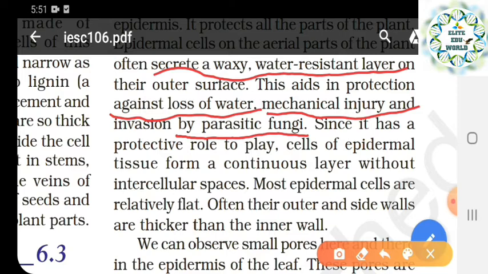So all the layers of the epidermis are made layer by layer and without any spaces, so there are no intercellular spaces between all the layers of the cells, and most epidermal cells are relatively flat. As per their requirement, they have flat cells. Often their outer and side walls are thicker than the inner walls.